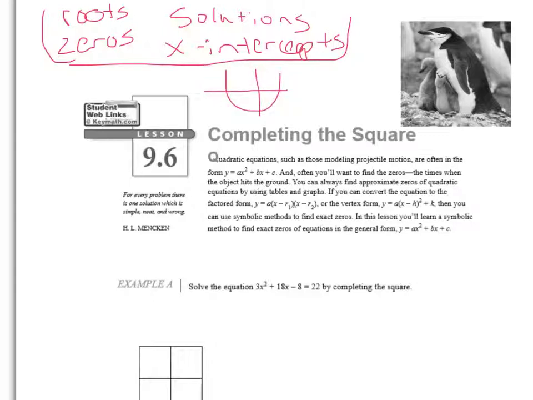When I'm looking at a parabola, solutions are these things right here. Where do I cross the x-axis? We just call them different things based on what we do to find them. So we're always trying to find those 2 points whenever you see solve. So let's take a look at that first example.